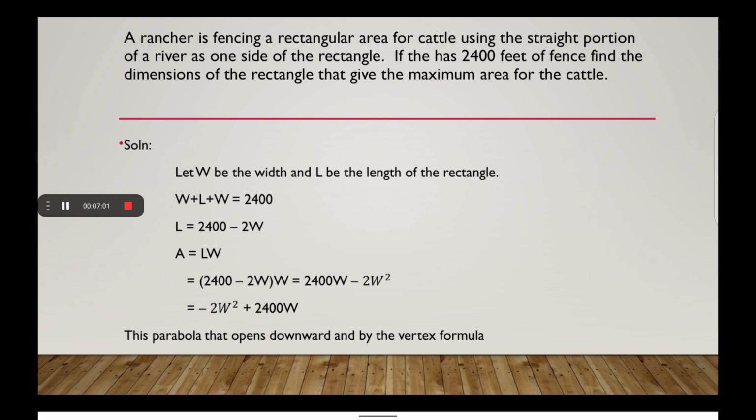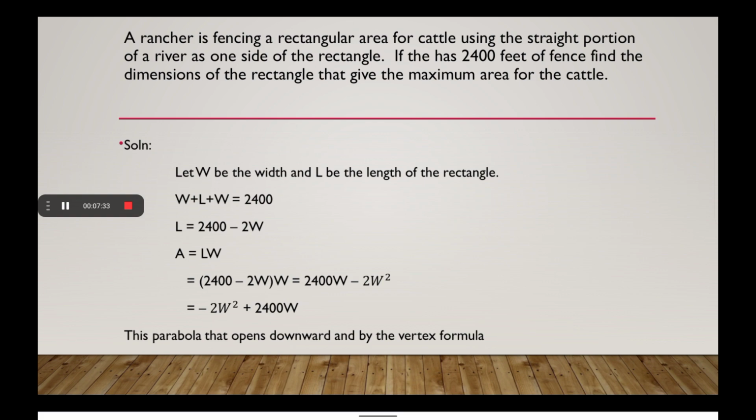First, understand the question. The fence is a rectangular area. A ranger is fencing a rectangular area for his cattle. One side of the rectangle is a river. You just identify the dimensions. They are giving 2400 feet of fence. The fence around the rectangle is 2400 feet.